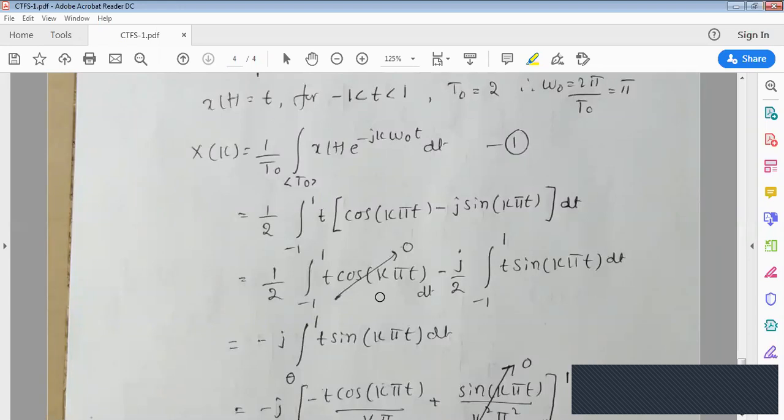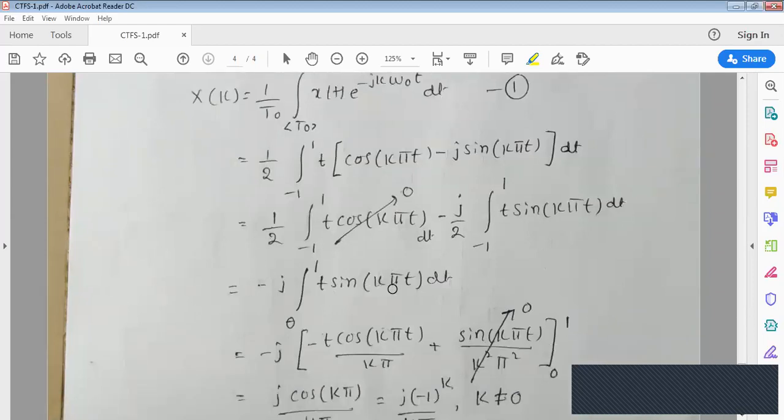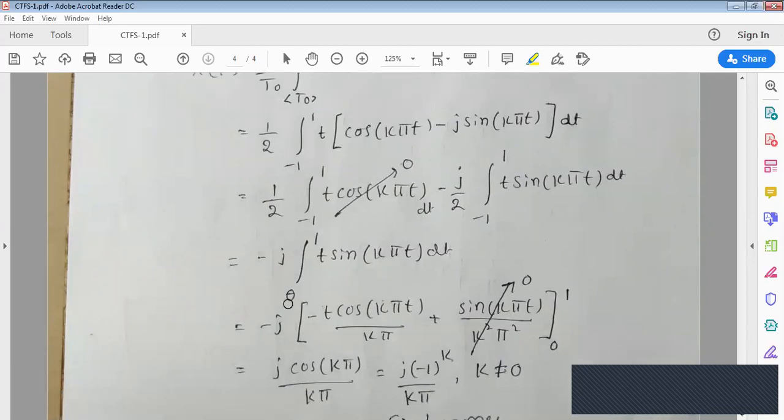When you integrate an odd signal, you get an even signal. An even signal has the same value at plus 1 and minus 1. Hence, this integral will become 0. So I will integrate only the next term. Minus j, I'll take outside. So 1 by 2, once again, t sin of k pi t. Okay, I missed 1 by 2 into 1 by 2, sorry. So I'll take it this way: t sin of k pi t dt.